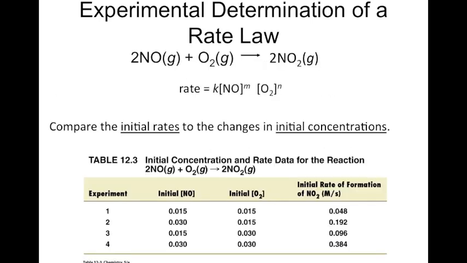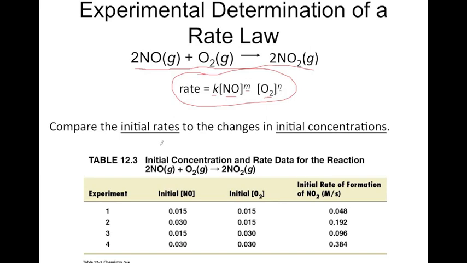So here is a series of experiments that were performed, and we're going to use these to determine the orders of a reaction. So here's our chemical reaction: 2 nitrogen monoxides plus 1 mole of oxygen produces 2 moles of nitrogen dioxide. The general rate law for this reaction would be the rate is equal to our rate constant K times the concentration of one reactant raised to some order times the concentration of the other reactant raised to some order.